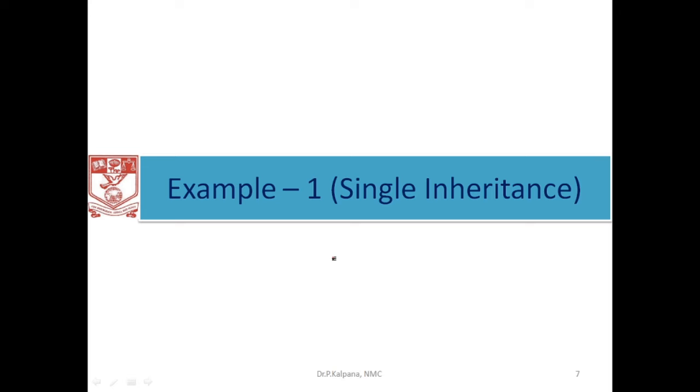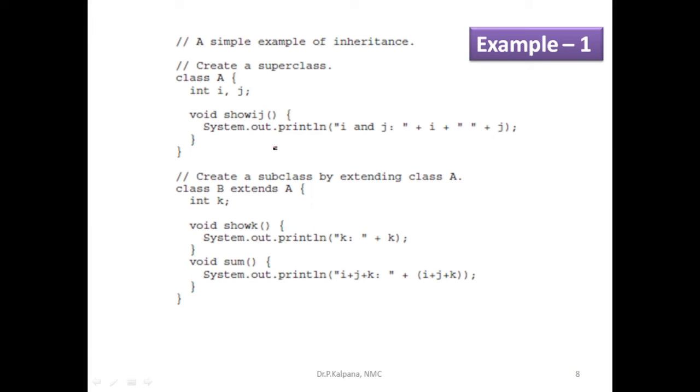Single inheritance means there will be one base class and one child class. Let us start the exercise. Here, I have created one class, class A, with opening and closing curly braces. Inside the class, I have declared two variables, i and j, of type integer, and I have written one method inside A, that is showij, and this method will not return any value. The purpose of showij is to print the values of i and j. So here I am printing the values of i and j with appropriate format. For printing, we know that we have to use the System.out.println method. That's all about this class.